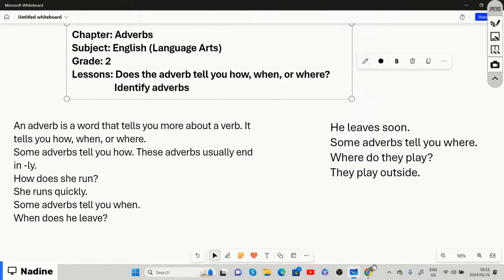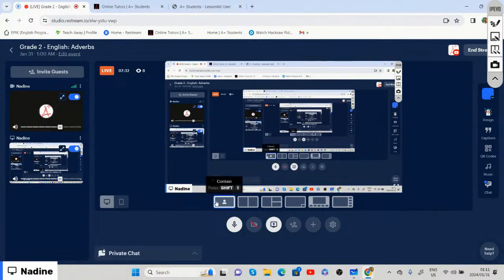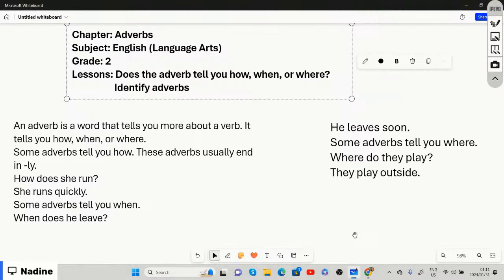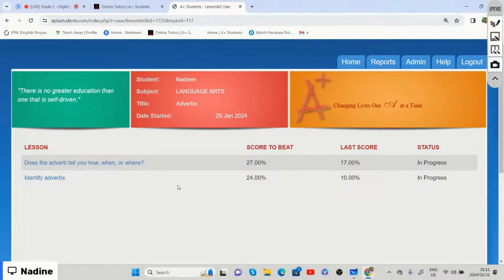My screen is blurred. Let me double check. I don't know how to fix that. I can't seem to fix the screen that is blurred. All right, let's go to aplusstudents.ca.